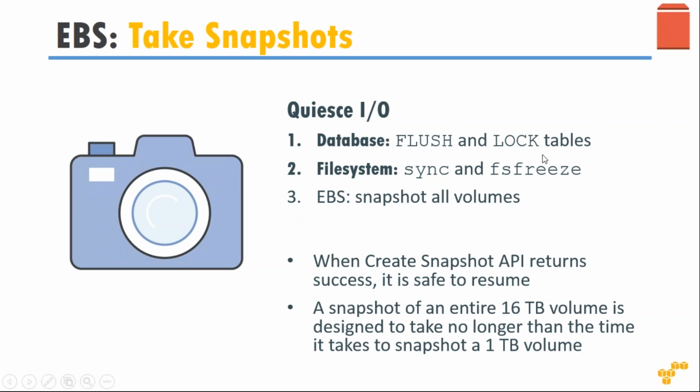In a database, you flush it and lock the tables, and in file systems you sync it and do an FS freeze, and then you snapshot all your volumes. And whenever your snapshot, if you remember, the status returns a success, then you can start using your volume again. And as I said, even if you're snapshotting about a 1 TB volume, Amazon is so quick in doing that, but still you need to stop your I/O when you're taking snapshots.